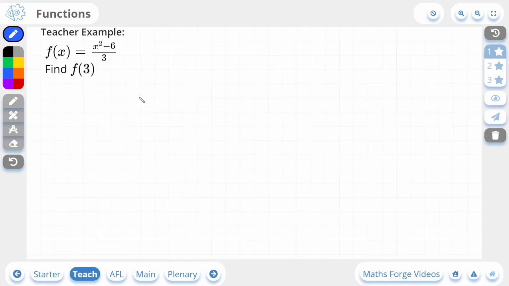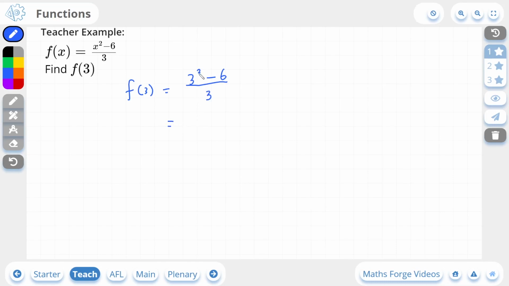We'll do another 1-star example. Here we're being asked to find f of 3. So I'm going to take my function, f of x is equal to x squared minus 6 over 3, and replace the x with a 3. So now it's going to be 3 squared minus 6, all divided by 3.